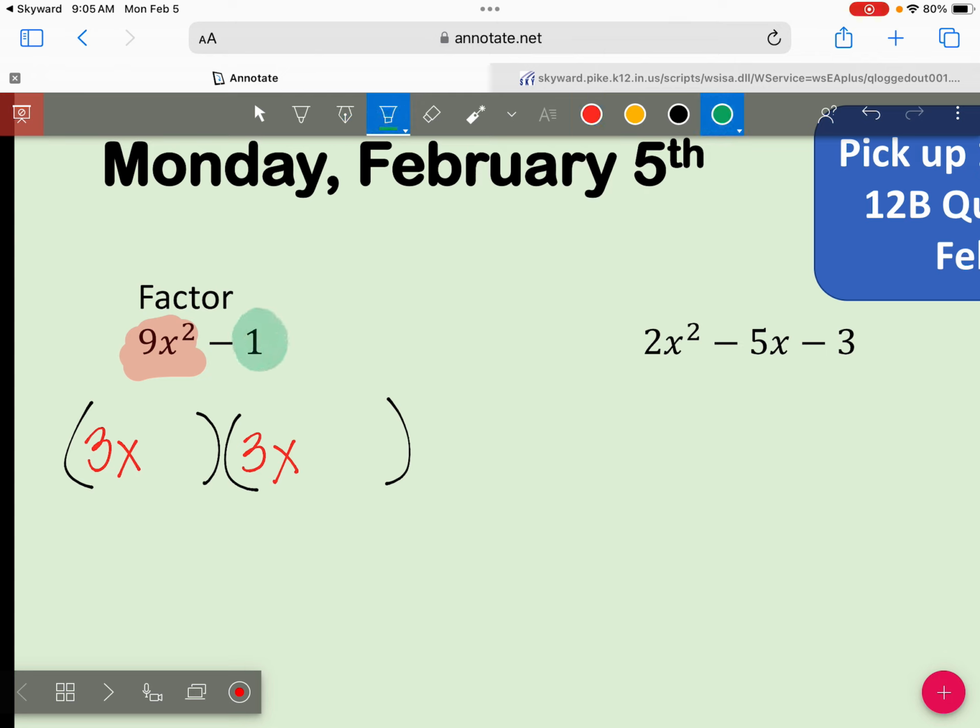And then what do we multiply to get 1? There's only one thing that can multiply to give you 1, and that's what? 1 times 1, yep. And then 1 has to be addition. The other one has to be subtraction.